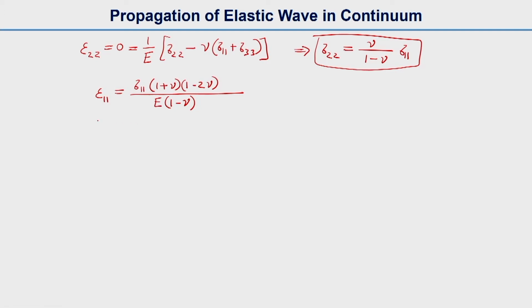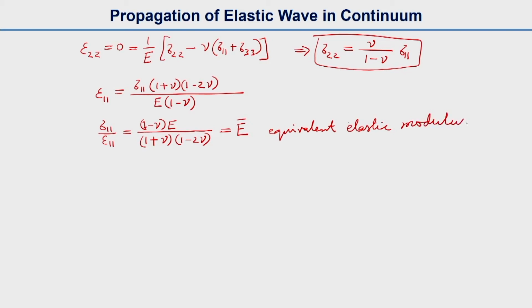So if you want to know the ratio of normal stress and normal strain in the x1 direction, then that will look like 1 minus nu over 1 plus nu times 1 minus twice nu, multiplied by E, which will be the ratio of normal stress and normal strain, which is the equivalent elastic modulus for uniaxial strain case, uniaxial strain.